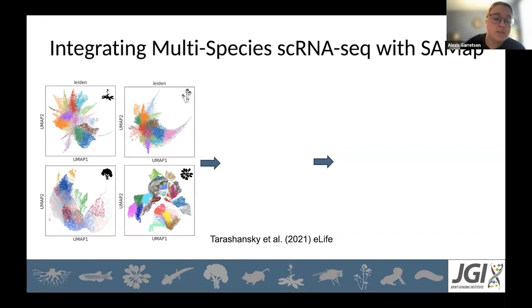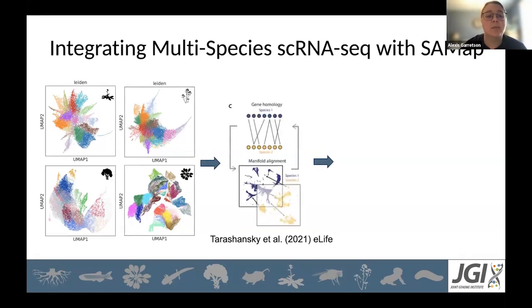And so for these 4 species, we had data from roots, shoots, and seedlings, as well as really well annotated root and leaf atlases for Arabidopsis thaliana. And so using the tool SAMap, we were attempting to put all of these single cell data sets that are in their own gene spaces into a joint combined UMAP space.